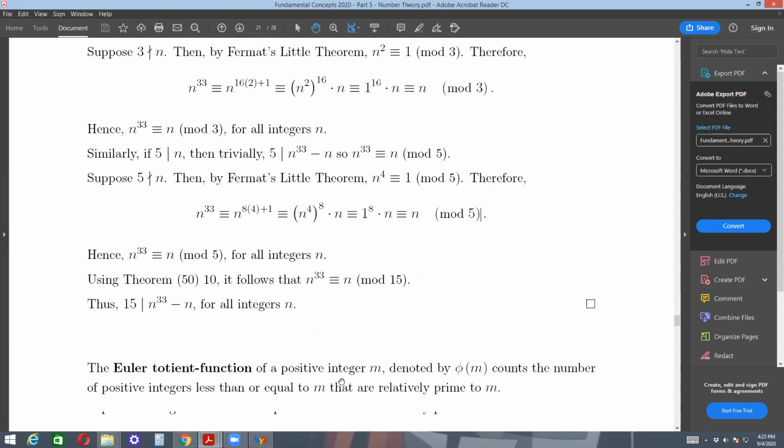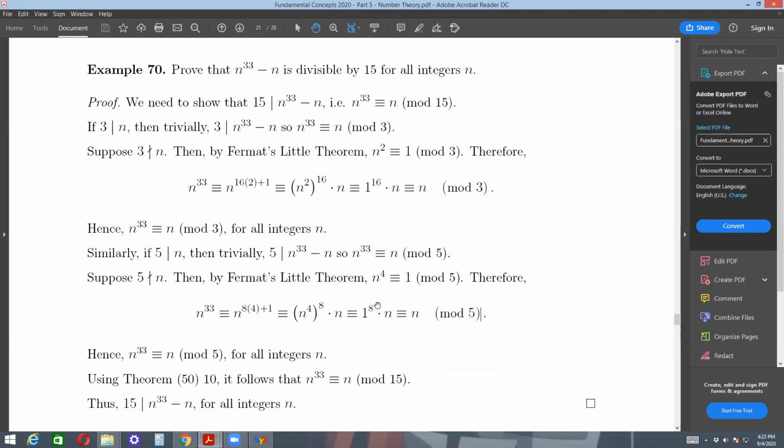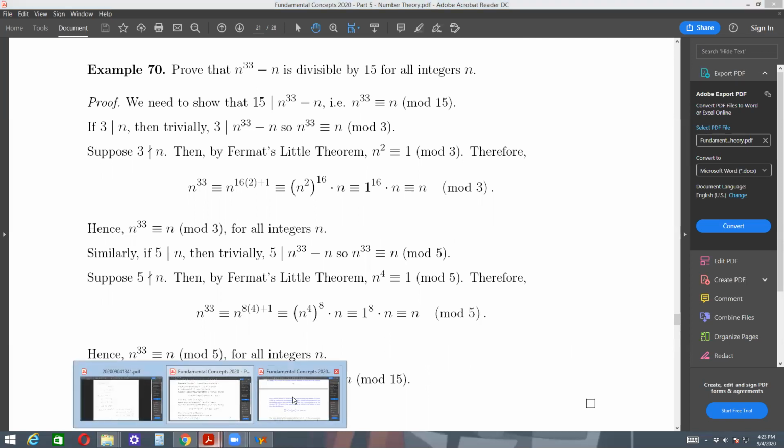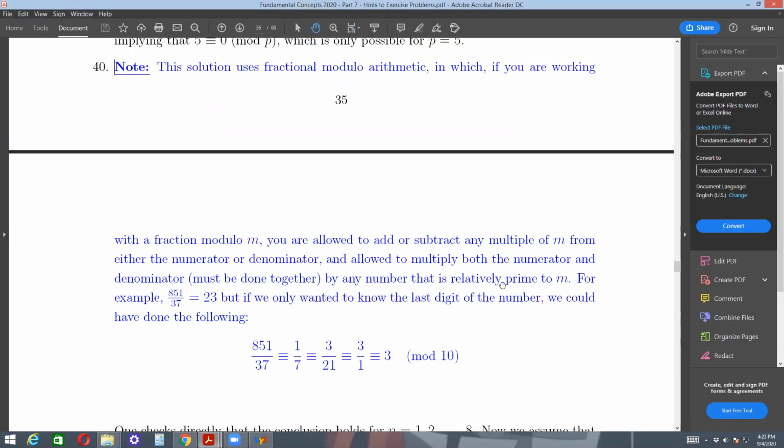Before we go on to Euler's theorem, which is a generalization of Fermat's, I want to show you something. One of the questions in a miscellaneous exercise uses something called fractional modular arithmetic, which isn't actually explained in the notes, but I just wanted to show you how it works.